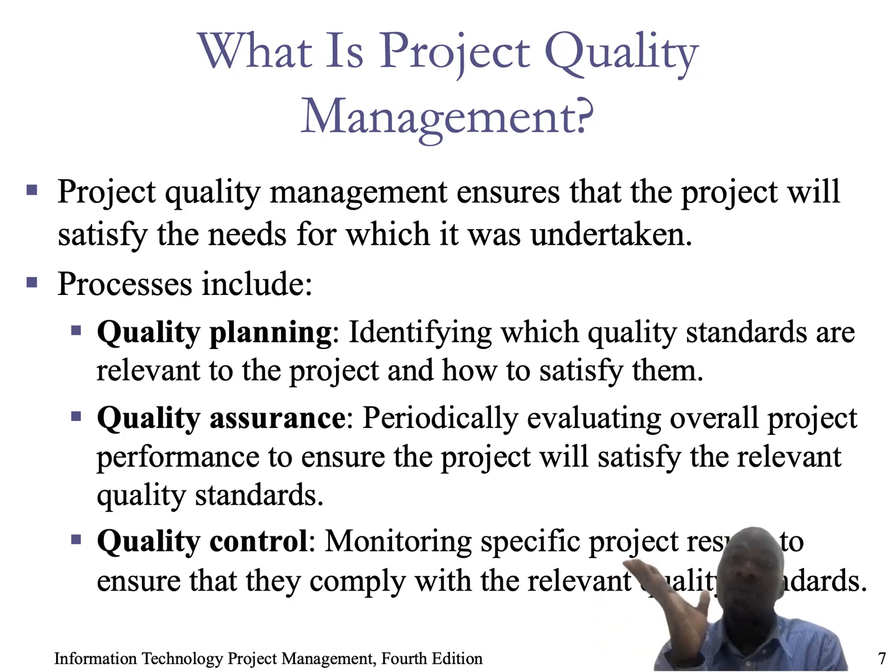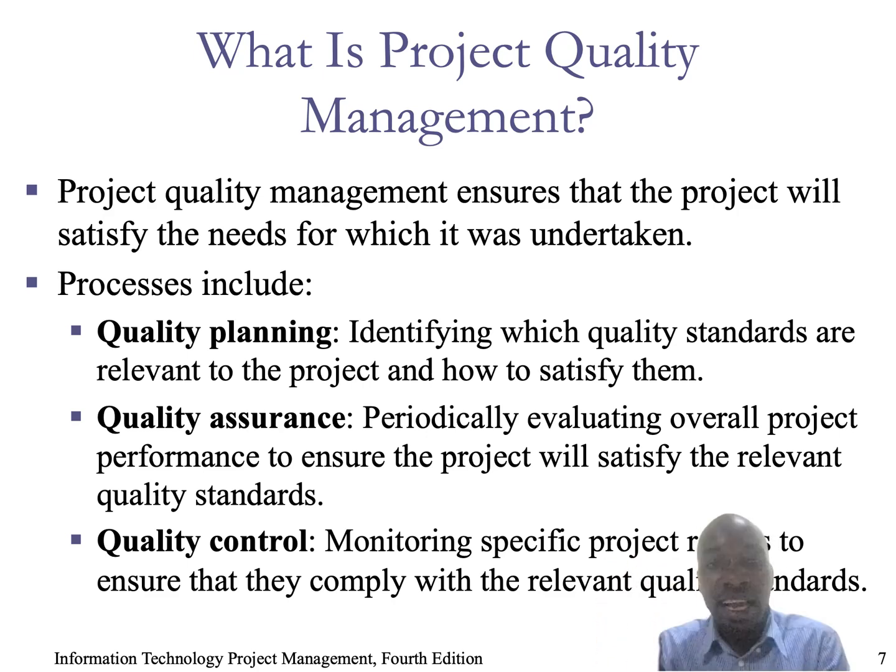Basic requirements: someone must have obtained at least two principal passes in the relevant subjects for that course. That is why even here you see quality planning: identify which quality standards are relevant to the project and how to satisfy them. You won't come with a combination like maybe history, economics, and divinity, and then you want to do medicine. Yes, you have the two principal passes, but those principal passes are not relevant to the project or to the course that you intend to do, meaning that no, that is not attaining the quality. So quality planning is when we set all that.